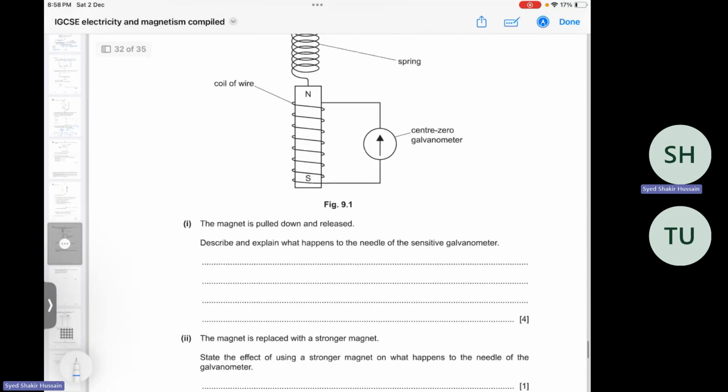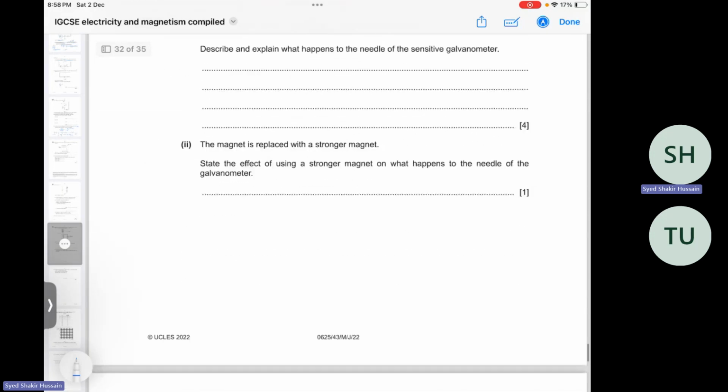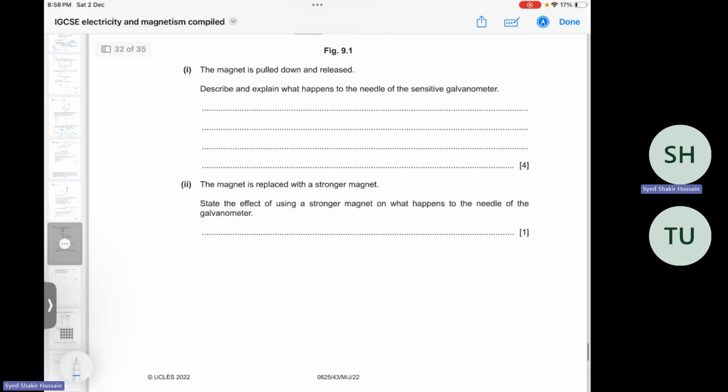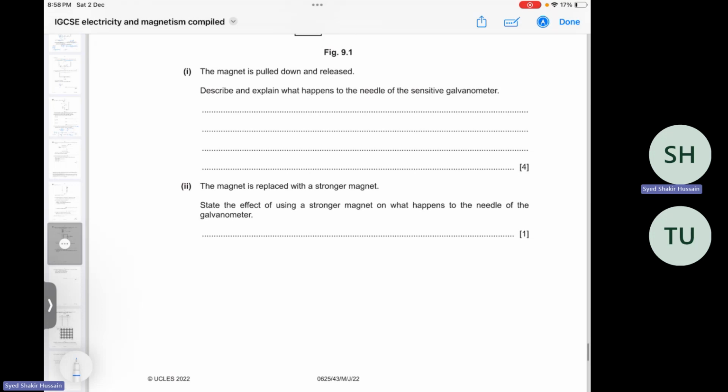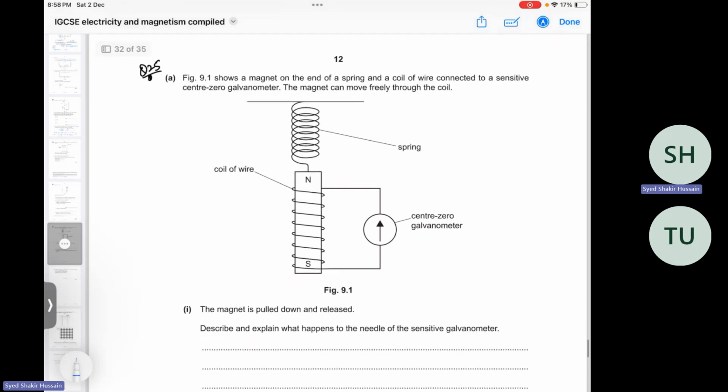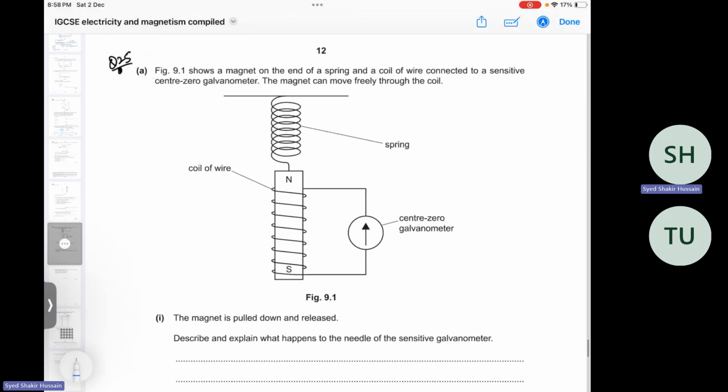All right. So this is a question from June 2022, paper 43, question number 9. Please read the question carefully. Figure 9.1 shows a magnet and a coil of wire. The magnet is pulled down. Describe what happens.